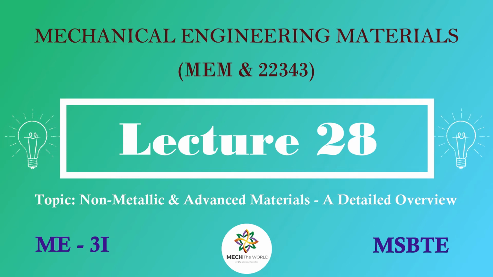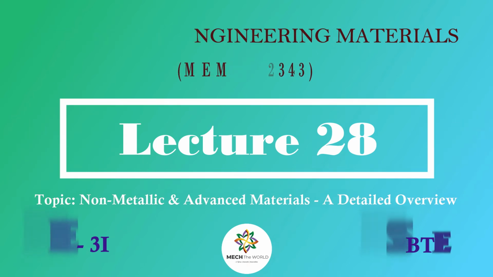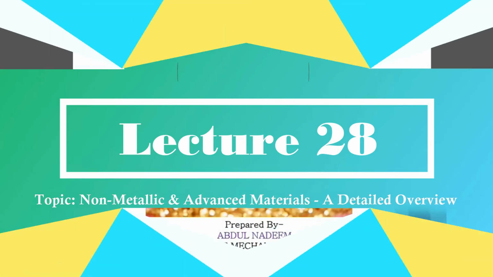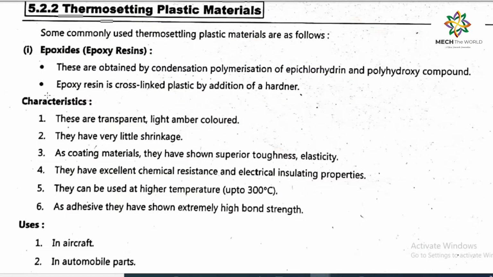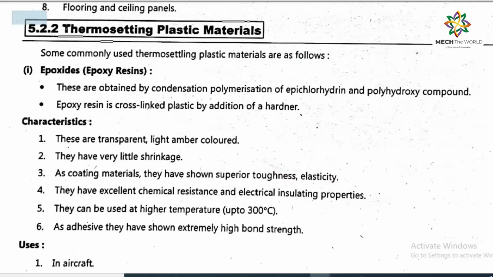Today we are going to learn new topics of mechanical engineering materials. Let's get started. So we were discussing the fifth unit of mechanical engineering material, that is non-metallic and advanced material. In this chapter we are going to discuss today the thermosetting plastics.